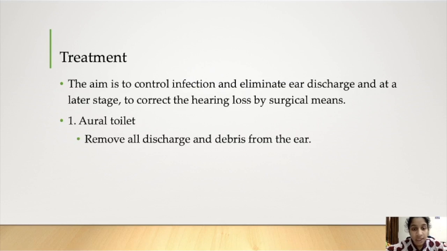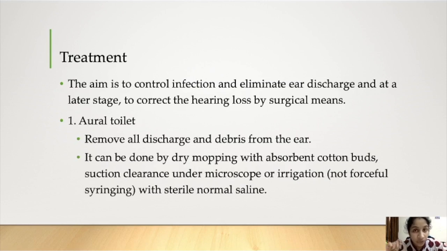Aural toilet: remove all the discharge and debris from the ear. It can be done by dry mopping with cotton buds, suction clearance under microscope, or irrigation with sterile normal saline. So using cotton bud, we can dry mop it, or we can use suction under microscope, or irrigation, washing the ear canal with normal saline. And after that, the ear must be dried after irrigation. That is most important.